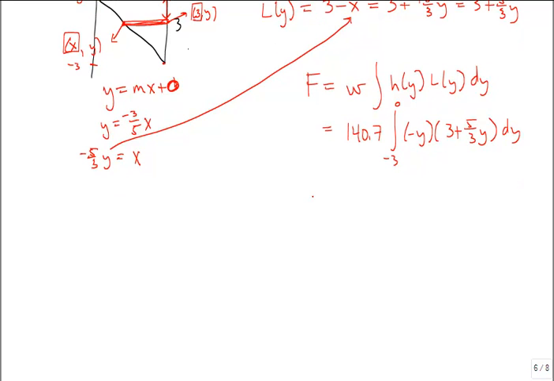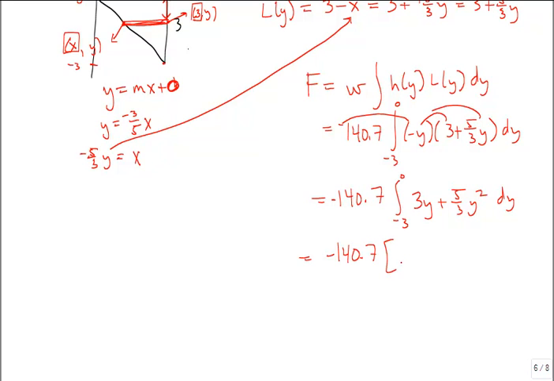So there's my integral. Let's go ahead and pull out the negative and distribute this y across. So the negative comes out, the y goes across and gives me 3y plus 5/3 y squared dy. So the integral is going to be 3y squared over 2 plus 5y cubed over 9 from negative 3 to 0.